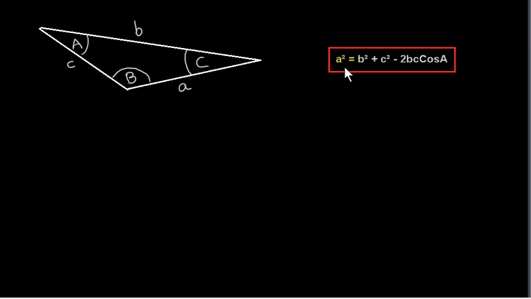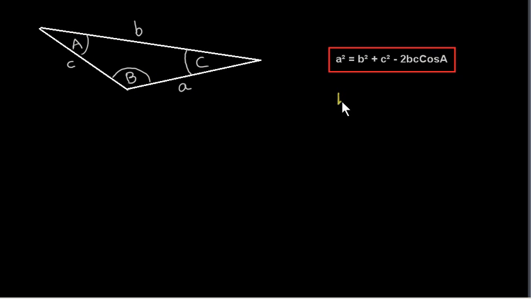The cosine rule says that in any triangle, a squared equals b squared plus c squared minus 2bc cos A. Now we can change some of these letters around, but the important thing is that this side here, which is small a, is opposite this angle, which is capital A.